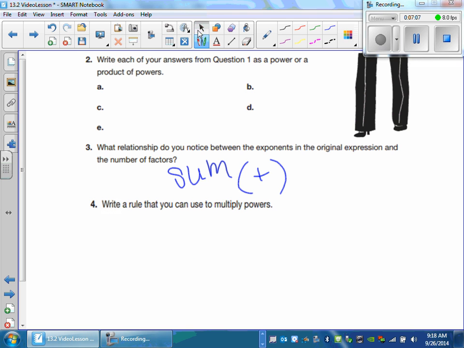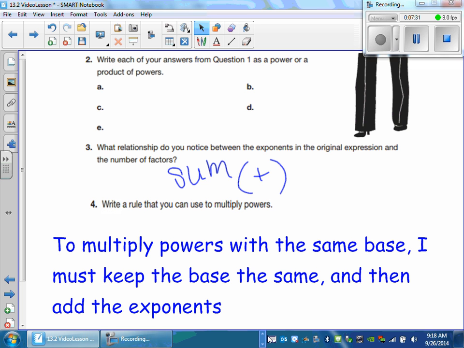Lastly, number 4 wants you to write the rule, which was one of our objectives today. Write the rule that you can use to multiply powers. I want this to be put in your book. And I also want you to add it into the notes section of your binder. So flip open to the notes section, label it 13.2, and then make sure you write this in.